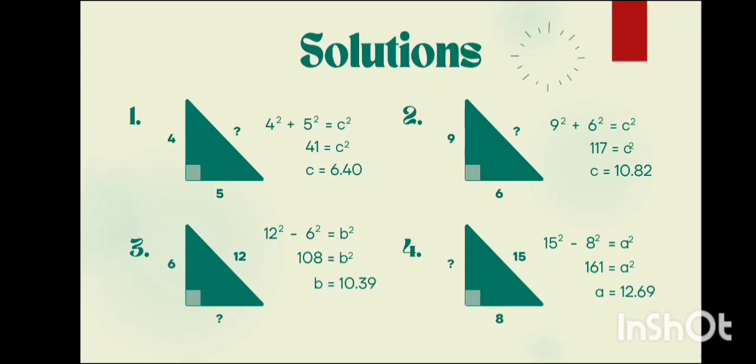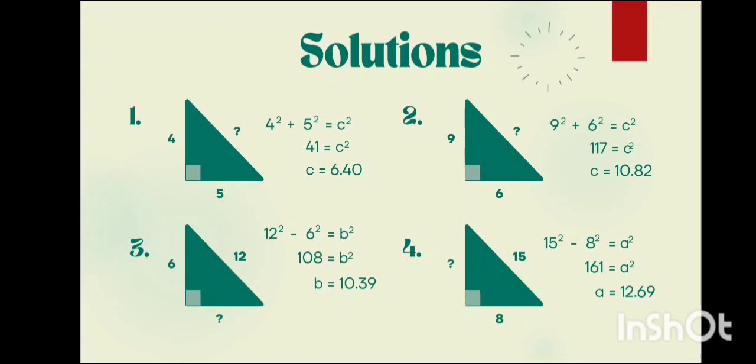In the third triangle, we are given perpendicular and hypotenuse. Okay, so in this triangle, if we have to find the base, b square will be equal to hypotenuse square minus perpendicular square. So 12 square minus 6 square. If you subtract the squares of these two numbers, you will get 108. And to find the value of b, we will do the under root of 108. So you will get the value of b as 10.39.